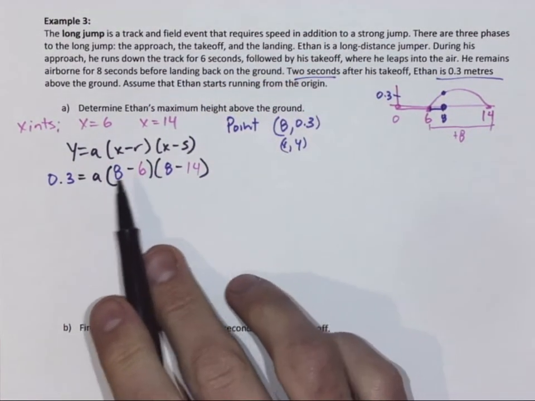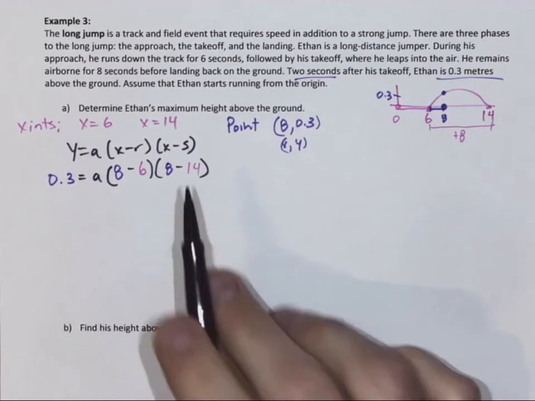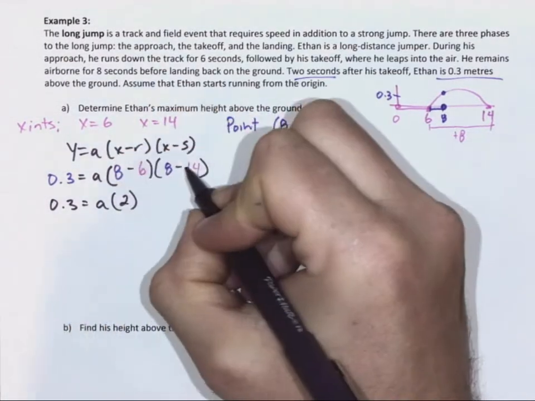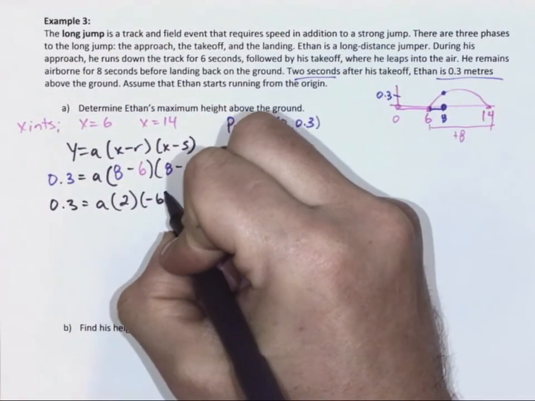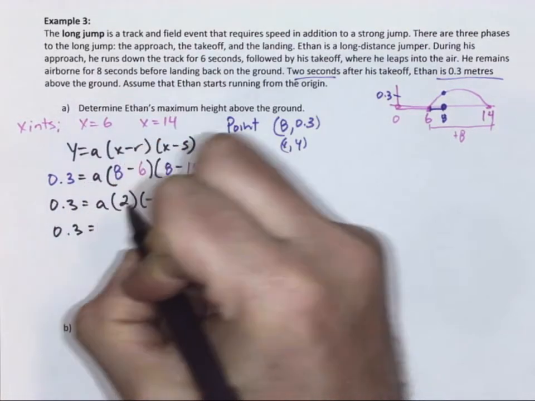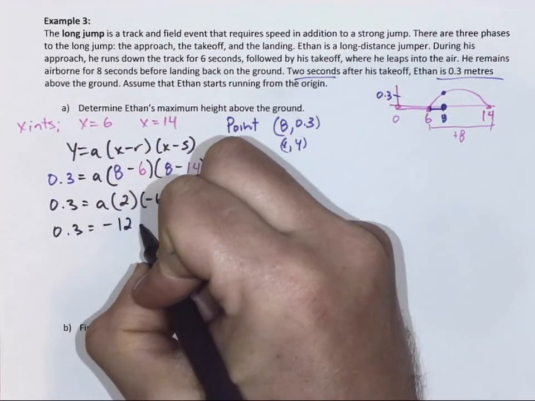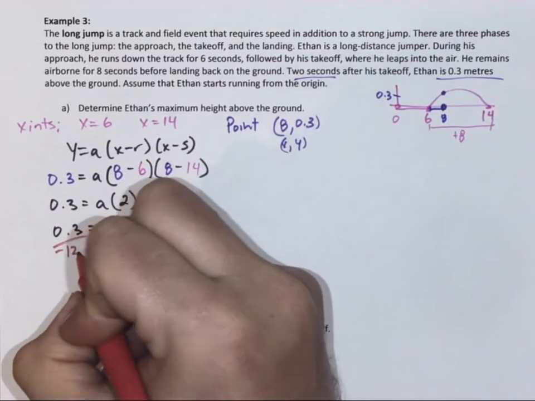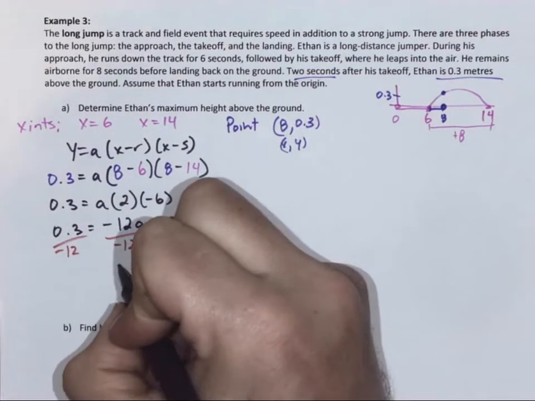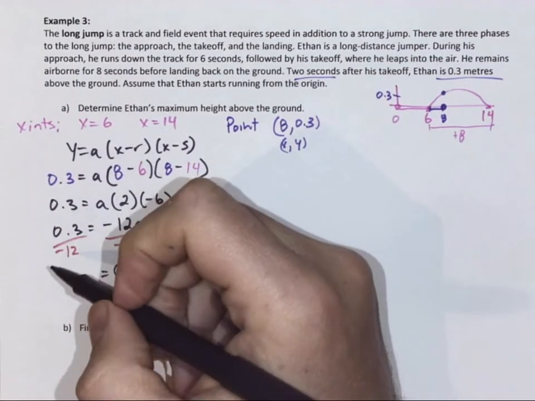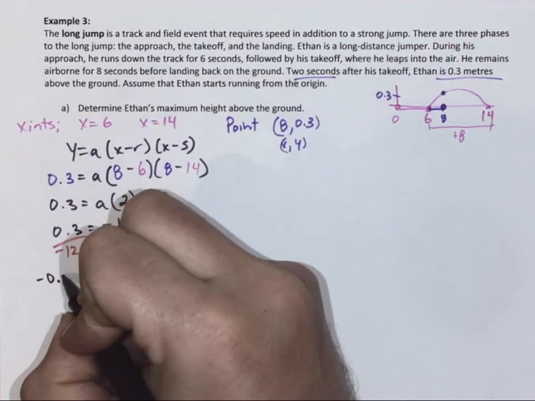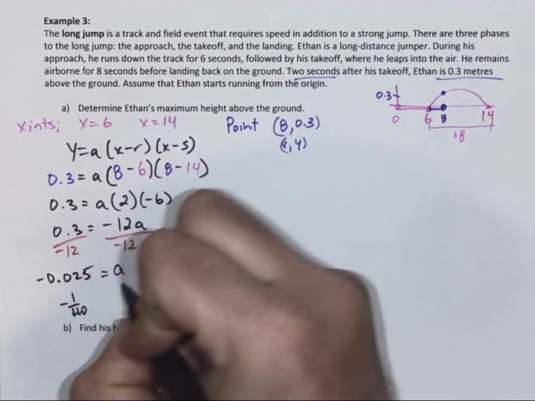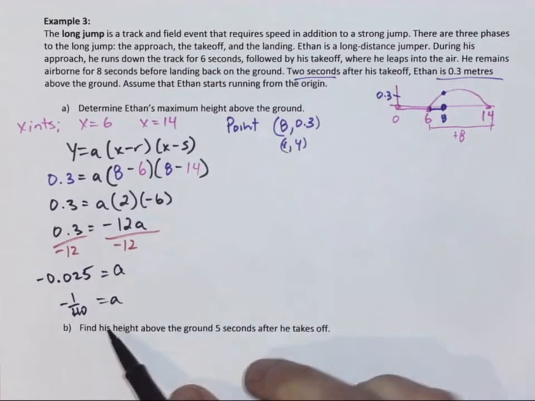Now again, we want to get one number in that bracket times one number in that bracket, so let's solve. 8 minus 14. 2 times negative 6 is negative 12. Now we need to isolate the variable. Negative 0.3 divided by negative 12, negative 0.025. Turn that into a fraction, negative 1 over 40. So we have an A value.